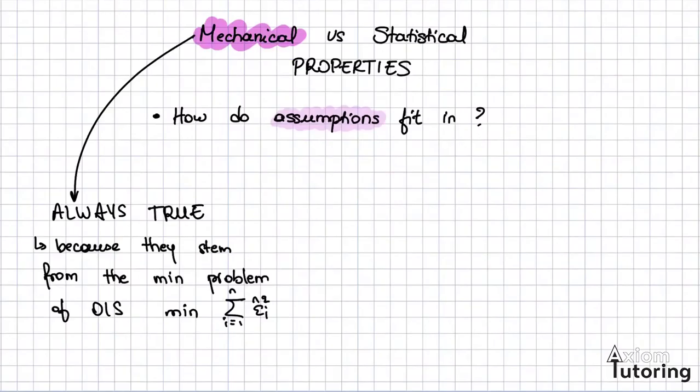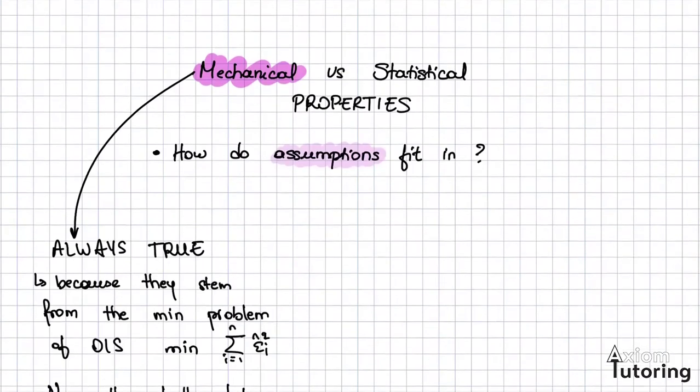Because they come directly from algebraic manipulations of the first order conditions, they are basically said to always be true. And again, they will be true for any kind of data. So no matter the data, okay?